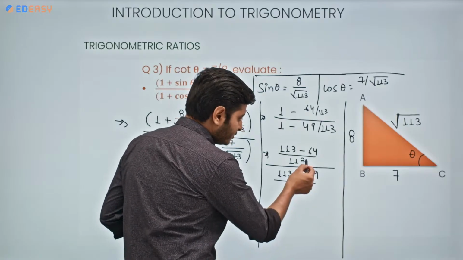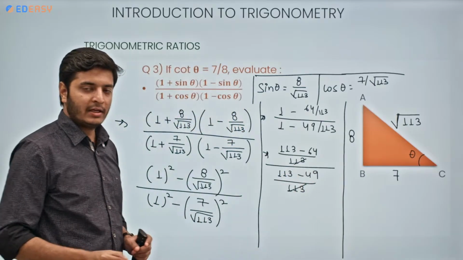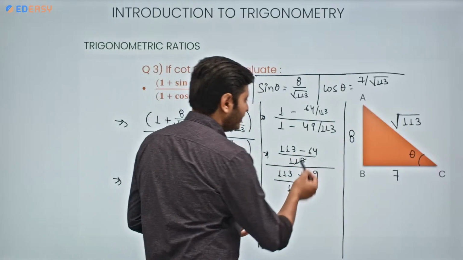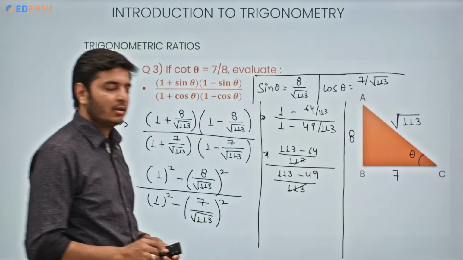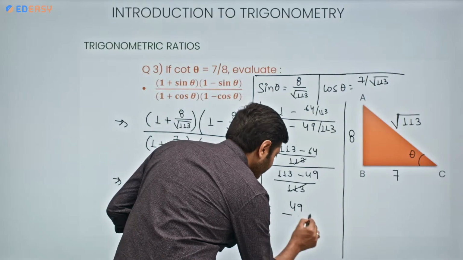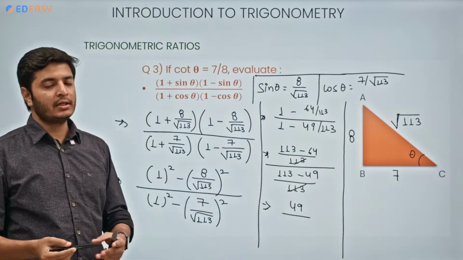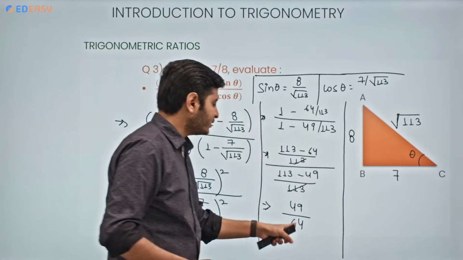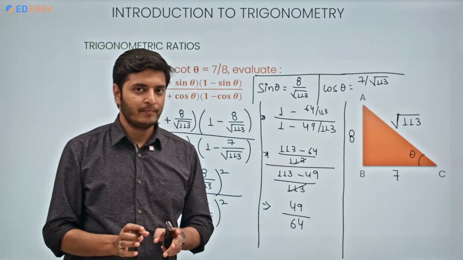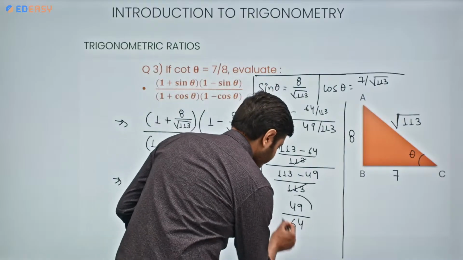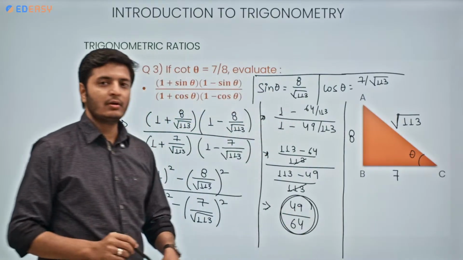We can cancel this value. 113 minus 64 is 49, divided by 113 minus 49 is 64. Do they have any common factor? No. This is your final answer.